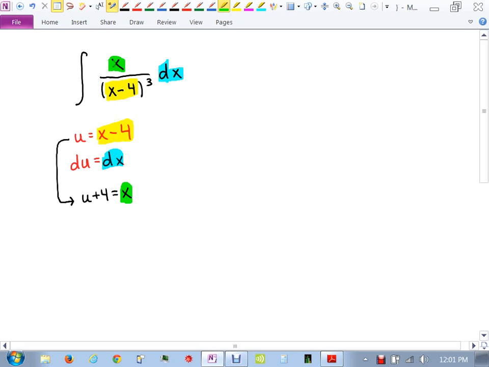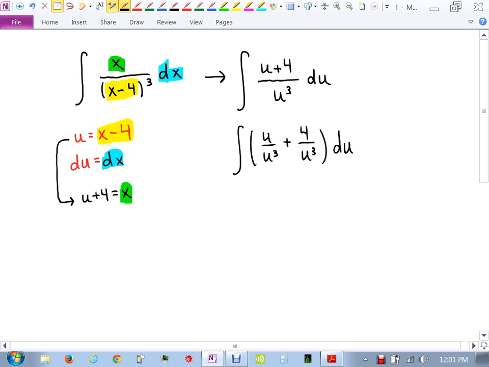So I have the entire integral covered, don't I? Let's rewrite it. The numerator becomes u plus 4, the denominator becomes u cubed, and the dx becomes du. Now, why do I like that compared to what I had before? You can split it, right? You have two terms over a single denominator, so you can split that into two fractions: u over u cubed plus 4 over u cubed, du. And of course, u over u cubed is just 1 over u squared. And then this one's just 4 over u cubed, du.